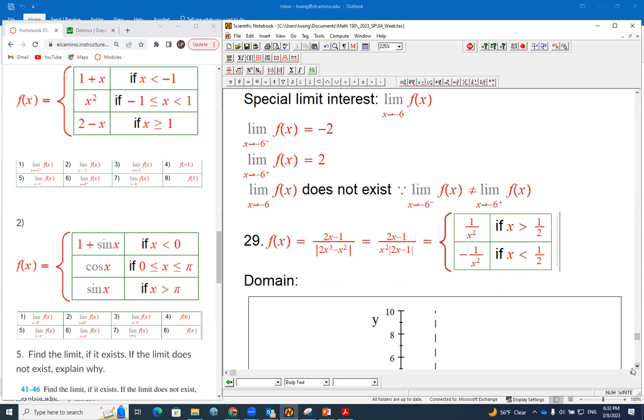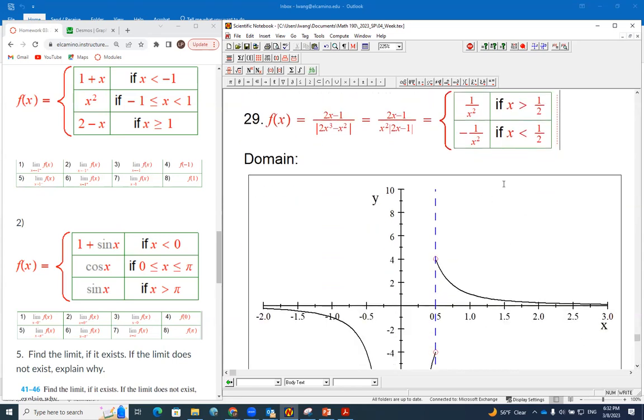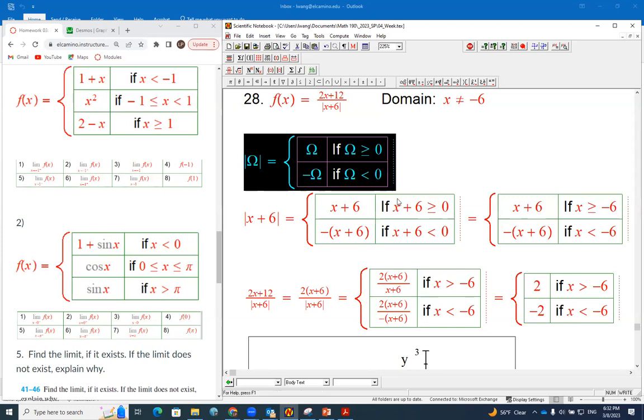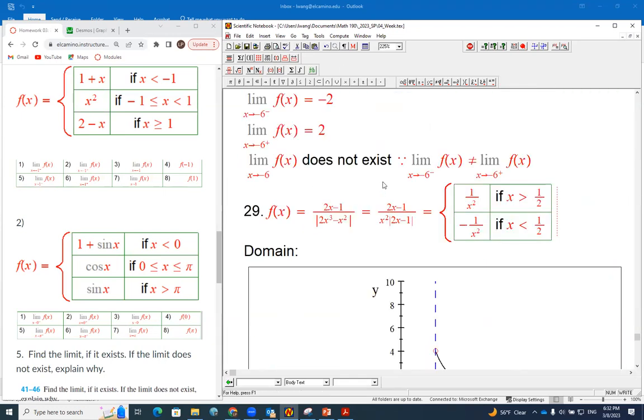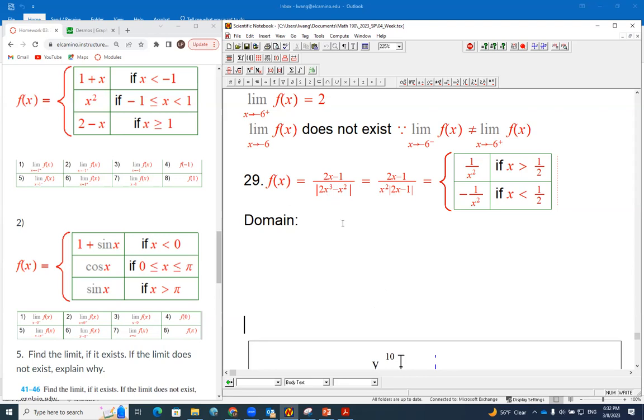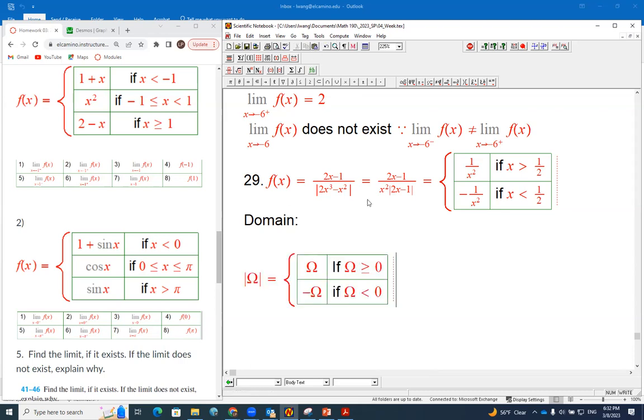Okay, number 29, we did this in class, of course, and it's the same thing. But you can see the factoring technique is used here. So take this piece, tweaked a little bit. And this time, you would consider the domain. And what would be the domain? x cannot be 0.